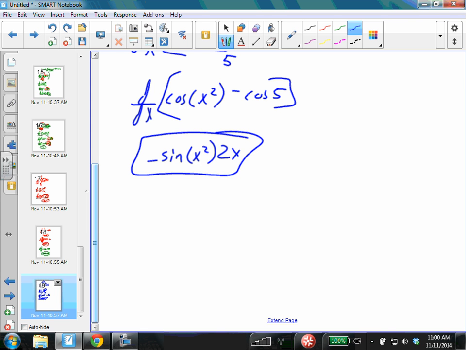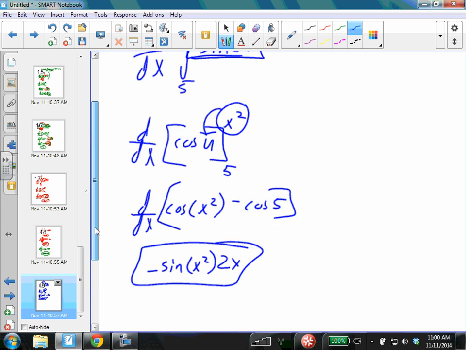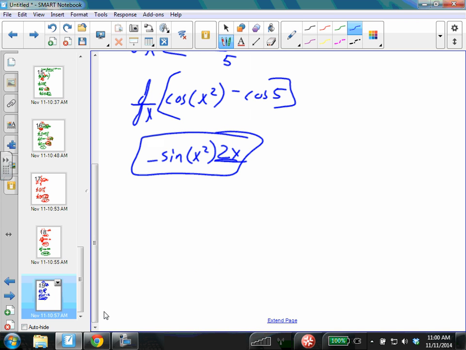Now, the negative sine of x squared is completely expected because we had negative sine of u. So the x squared just went in for the u like we expected. But where in the world did this 2x come from? Yeah, it came from the derivative. Because x squared is what's inside of the sine, whenever we go to take the derivative, we're going to have to use what?